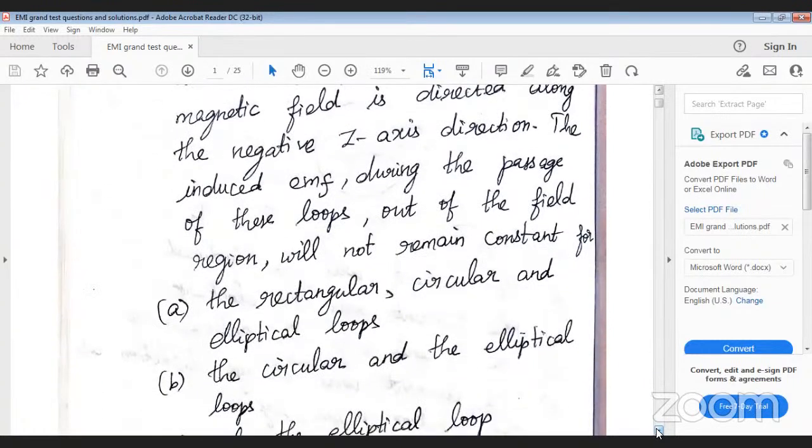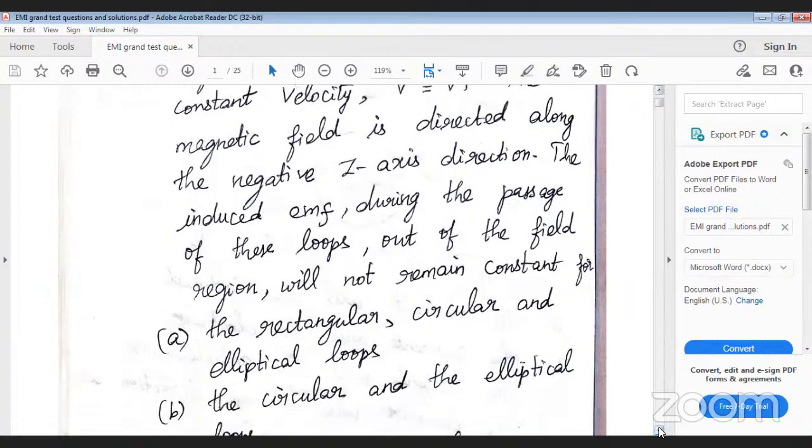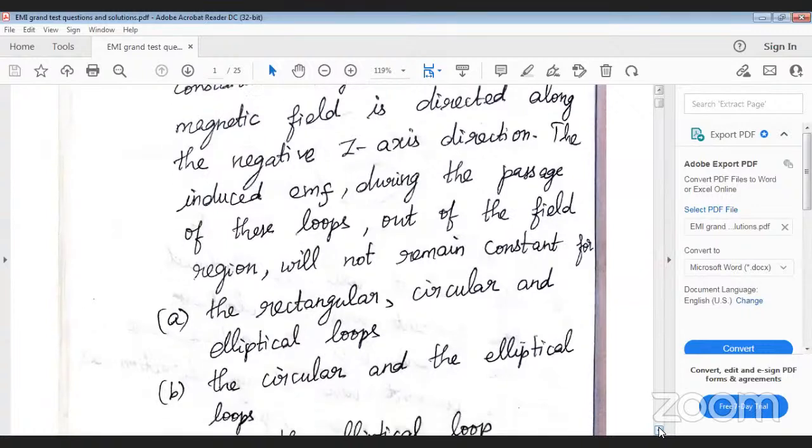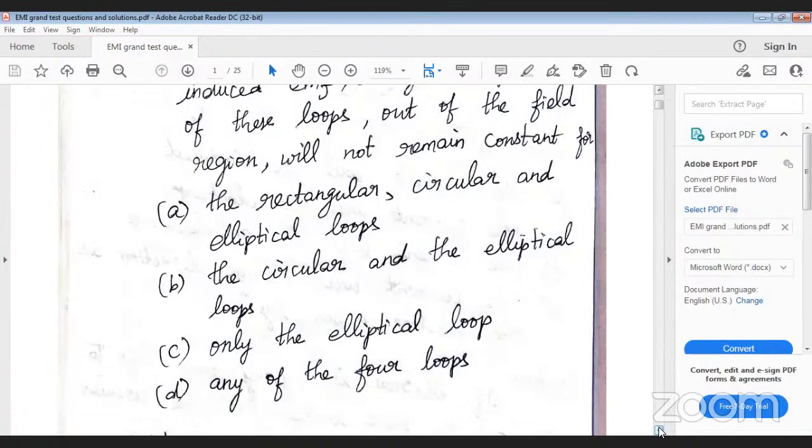The induced EMF during the passage of these loops out of the field region will not remain constant. When these loops move, they are actually moving in the region of the uniform magnetic field directed along the negative z direction. So when these loops move, EMF is induced on all the loops due to the change of magnetic field linked with the loops. So what will happen to the induced EMF? That will not remain constant for, okay, these loops. So you need to find out the correct option among the four.